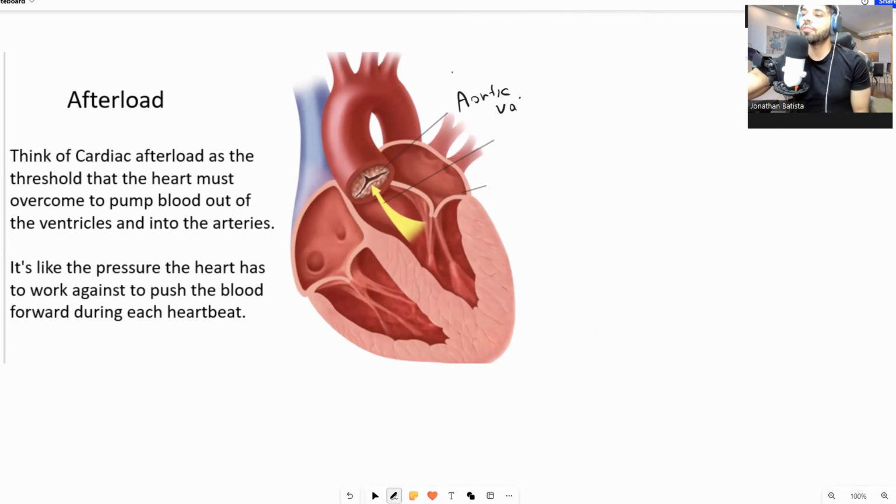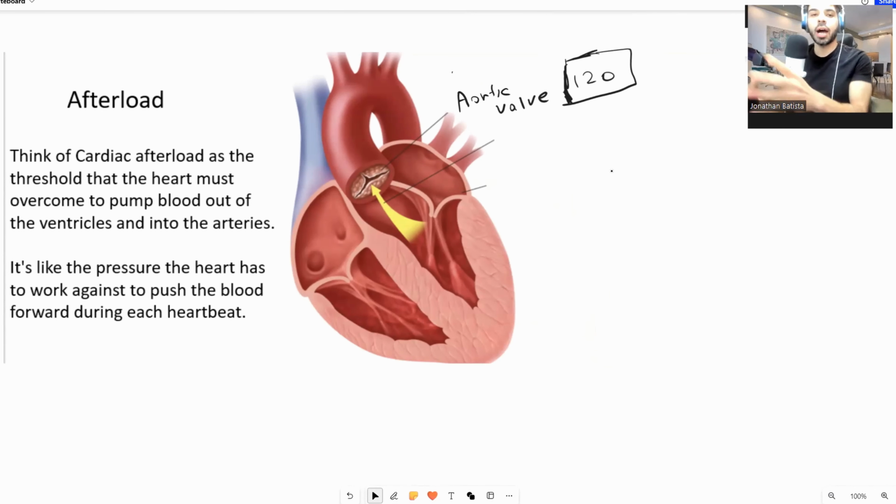Aortic valve. The aortic valve has to set a threshold. So there has to be a certain amount of pressure. Basically, you must overcome a certain amount of pressure in order to open up this aortic valve. The rule of pressure is that it goes from high pressure to low. That's how pressure flows. So this ventricle here must be able to make more than the aortic valve threshold.